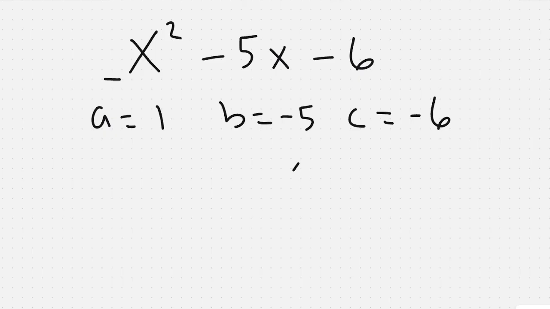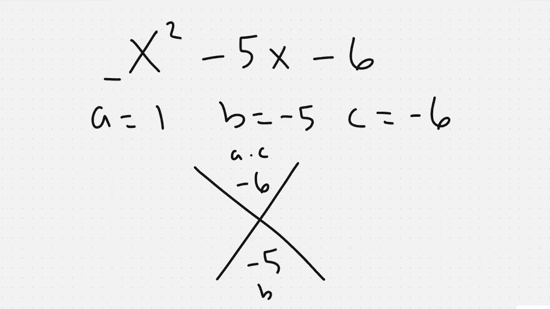Now let's go ahead and do our big X. And let's do the process of multiplying our a times our c coefficient. And that's going to give us negative 6. And our b coefficient is going to be by itself, which is negative 5. Let's do some side work to figure out factors of negative 6. Because it's a negative 6, we're going to be having a negative and a positive number.